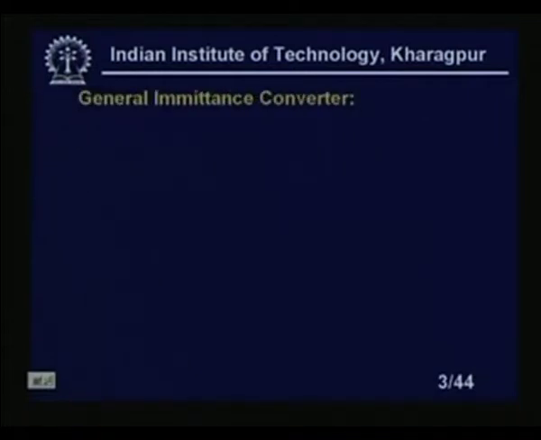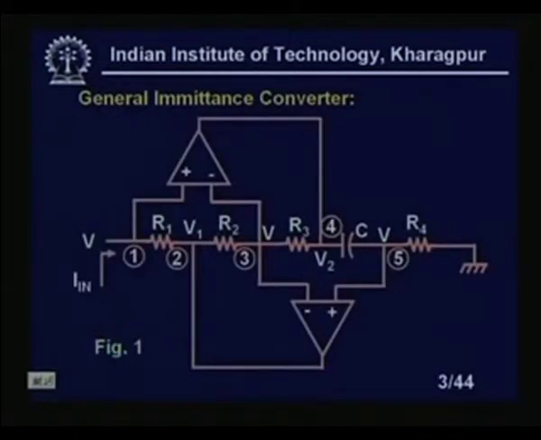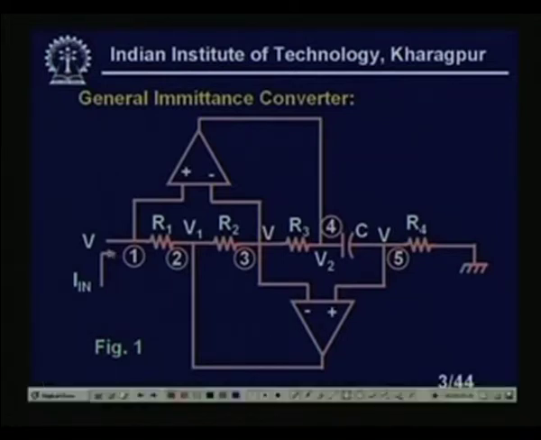Let us now look at the general impedance converter. The circuit looks like this. Suppose I am interested in measuring the input impedance of the circuit from this point. I assume that this voltage is V, and this resistance is connected to ground. The general impedance converter is basically a circuit with which you can simulate inductance from capacitance.